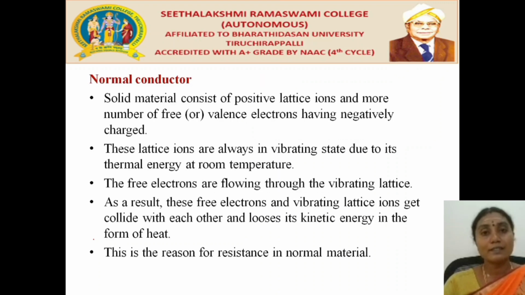What is the cause of resistance in a normal conductor? A solid material consists of positive lattice ions and a large number of free electrons or valence electrons, which are negatively charged. These lattice ions are always in a vibrating state due to their thermal energy at room temperature. The free electrons flow through the vibrating lattice ions. As a result, the free electrons and the vibrating lattice ions collide with each other and lose their kinetic energy in the form of heat. This is the reason for resistance in a normal material.